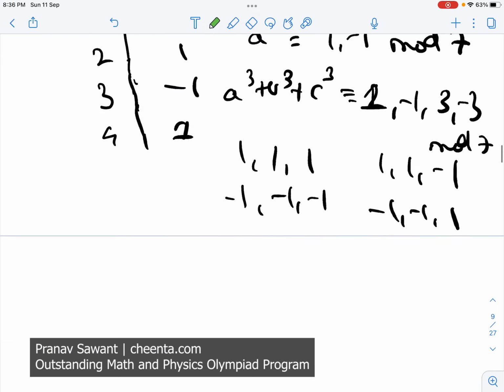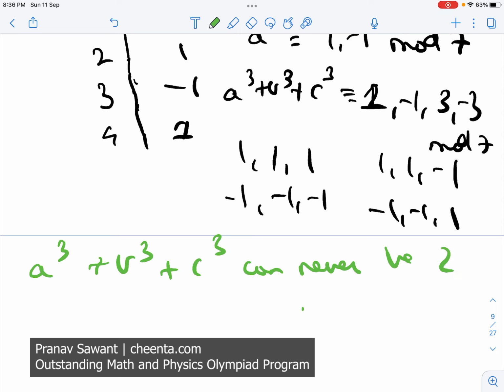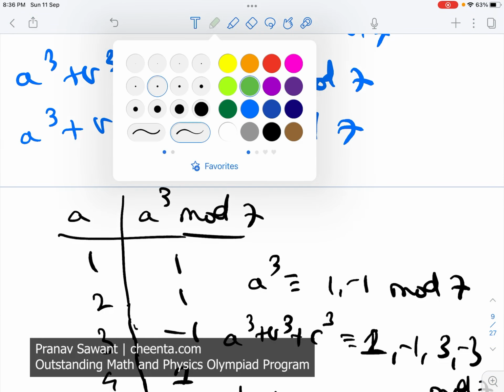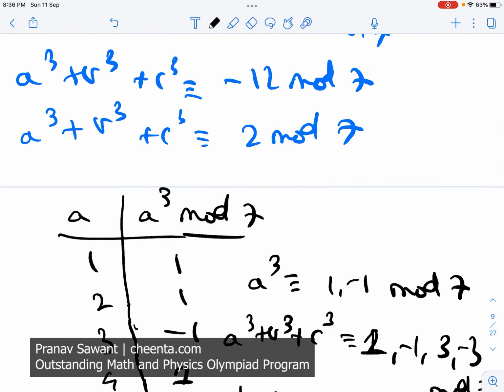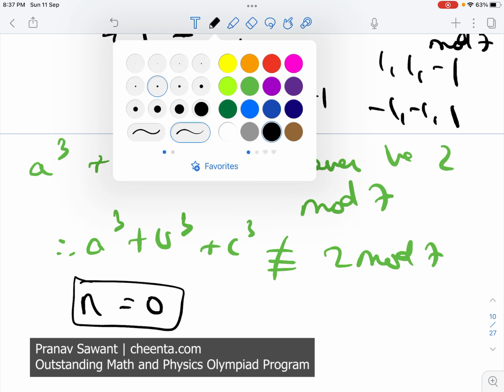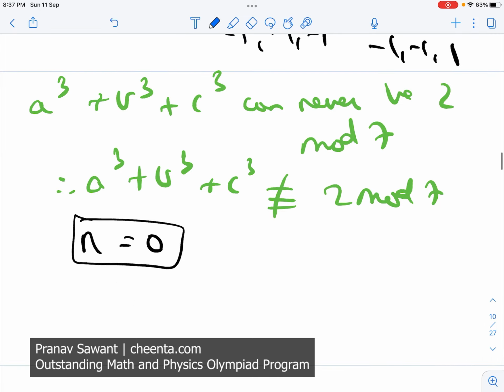So my point is that a cube plus b cube plus c cube can never be 2 mod 7, right? But we actually had figured out that a cube plus b cube plus c cube is 2 mod 7. And because it can never be 2 mod 7, we can really say that small n is equal to 0. And once we've established this, it actually becomes pretty simple. Because we had a plus b plus c is equal to 0 from Vieta's relations.